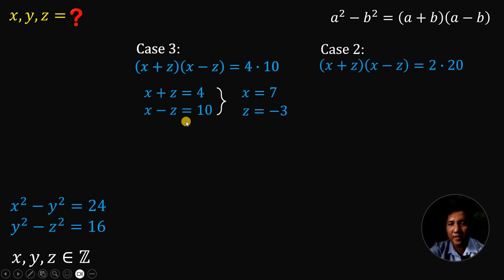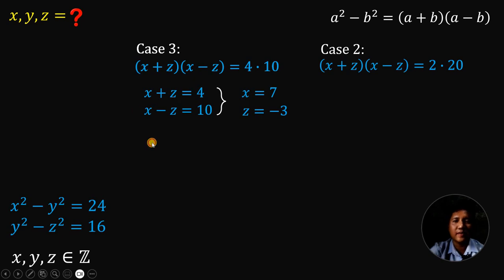Now, take note, this is possible because 7 squared minus y squared equals 24. 7 squared is 49, and 49 minus 24 is 25. And 25 is a perfect square, so we get the value for y. Also, if z is negative 3, then negative 3 squared is positive 9. 16 plus 9 gives us again 25, so we again get an integer value for y. So this case is good.